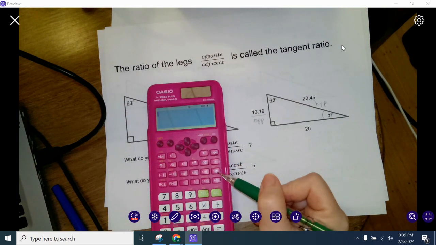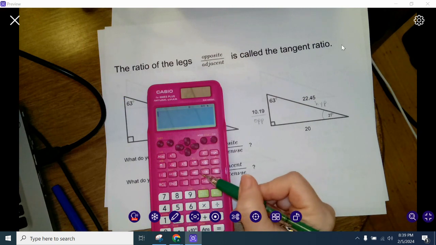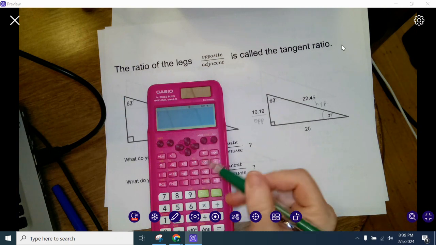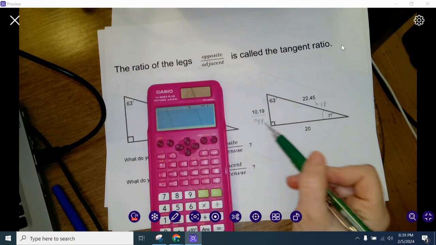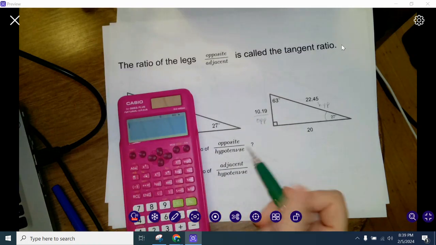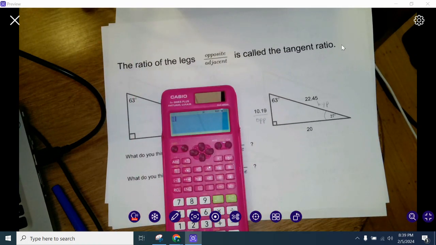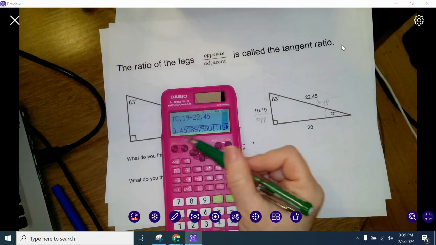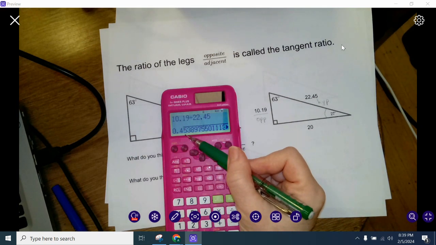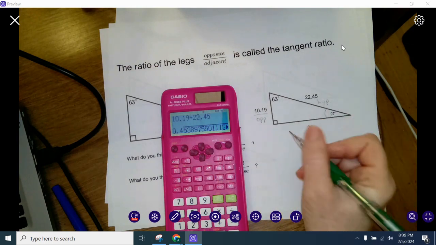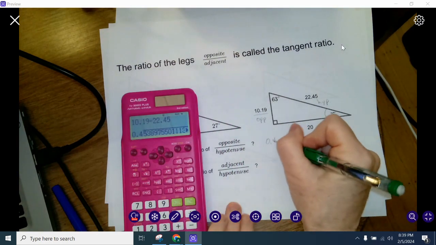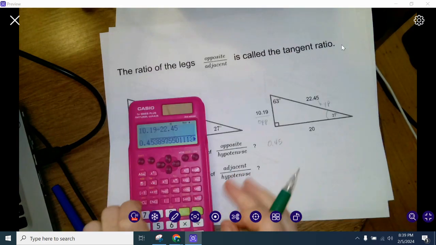So notice we've been using the tan button, and notice the two buttons that are right next to it. One that says COS and one that says SIN. So check this out. If I do the opposite and divide it by the hypotenuse, so if I do 10.19 and I divide it by 22.45, I get 0.45. Okay, so 0.45. So let's keep that in mind.